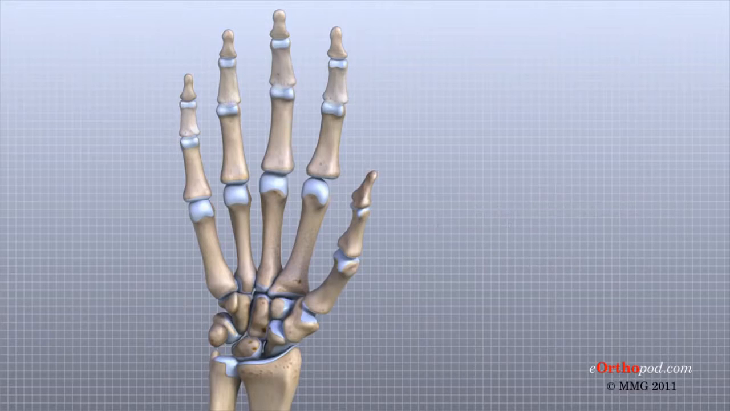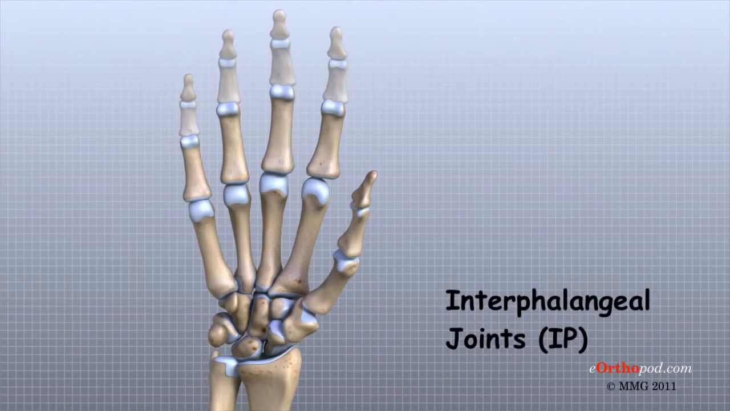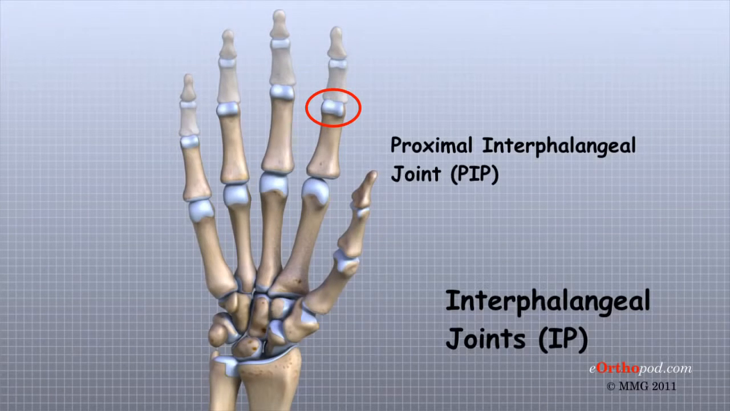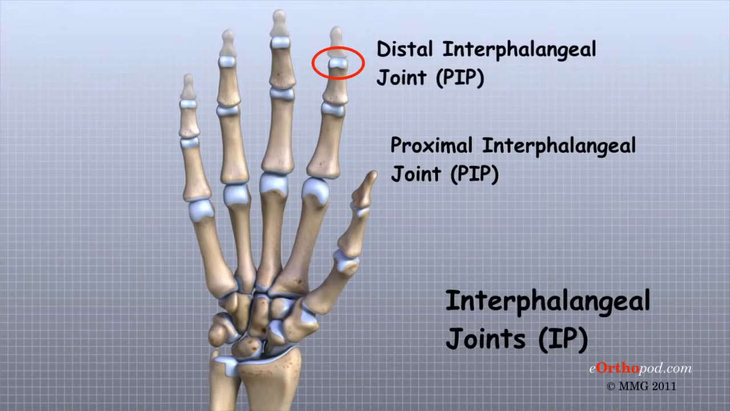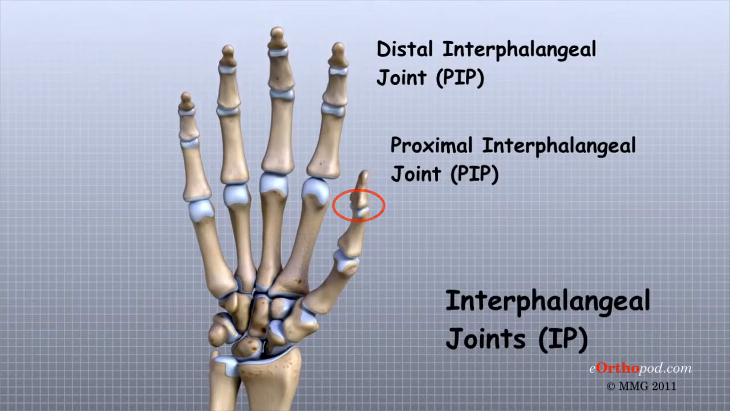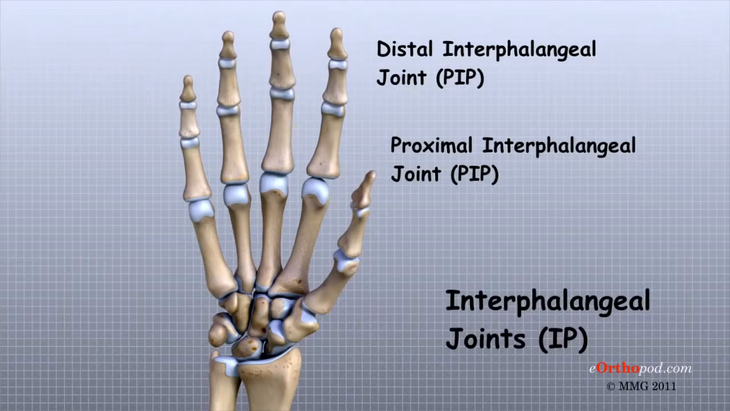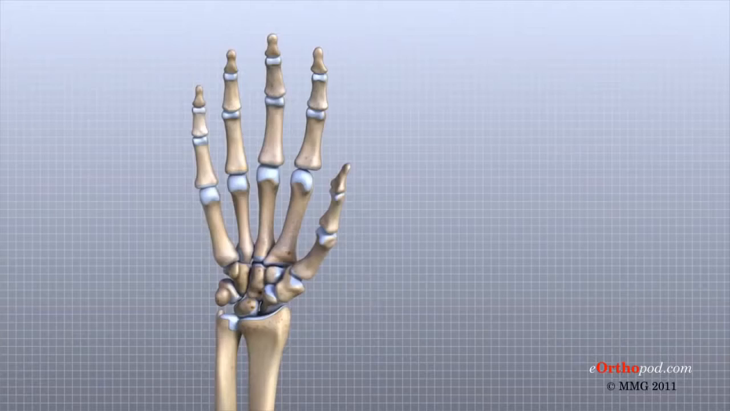The 3 phalanges in each finger are separated by 2 joints, called interphalangeal joints, or IP joints. The one closest to the MCP joint is called the proximal IP joint, or the PIP joint. The joint near the end of the finger is called the distal IP joint, or DIP joint. The thumb only has one IP joint between the 2 thumb phalanges. The IP joints of the digits also work like hinges when you bend and straighten your fingers and thumb.